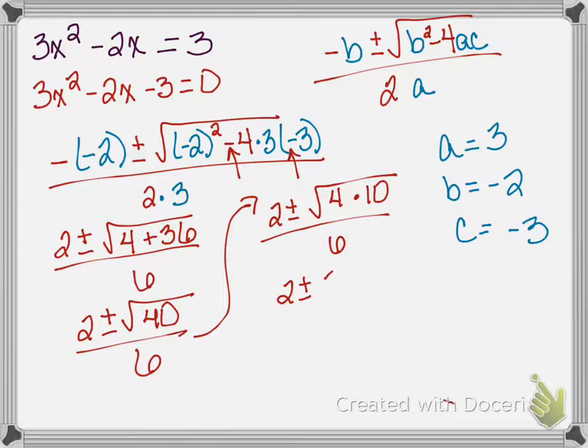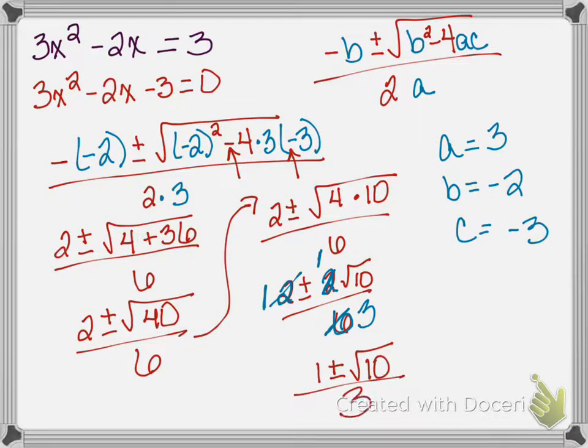So then, what's the square root of 4? 2. Now, I can simplify this further, but the only reason I can simplify this further is because I have a 2 and a 6. What number goes into the 2 and the 6? What 2 goes into all those? So the 2 goes into 2 one time. Don't lose that 1. 2 goes into 2 one time. 2 goes into 6 3 times. My final answer here is 1 plus or minus the square root of 10 over 3.